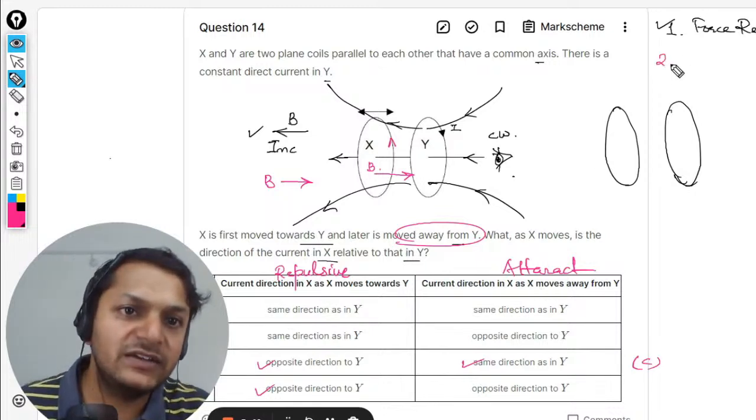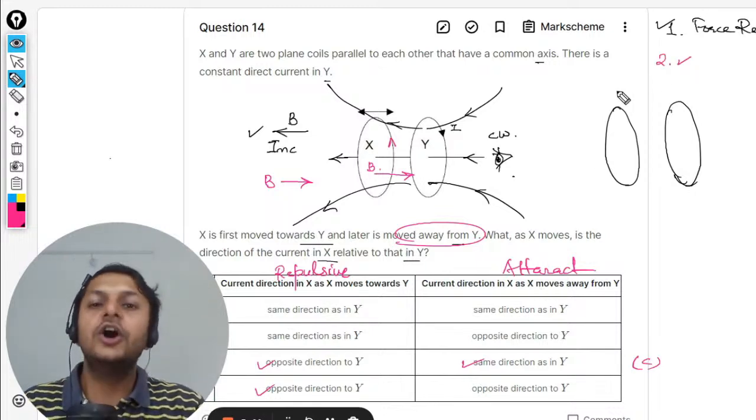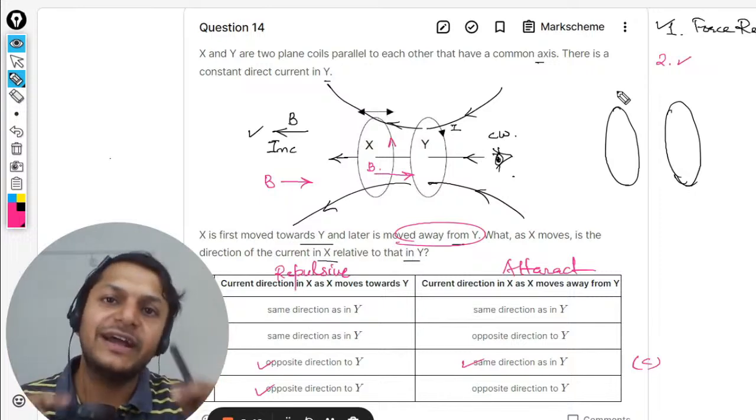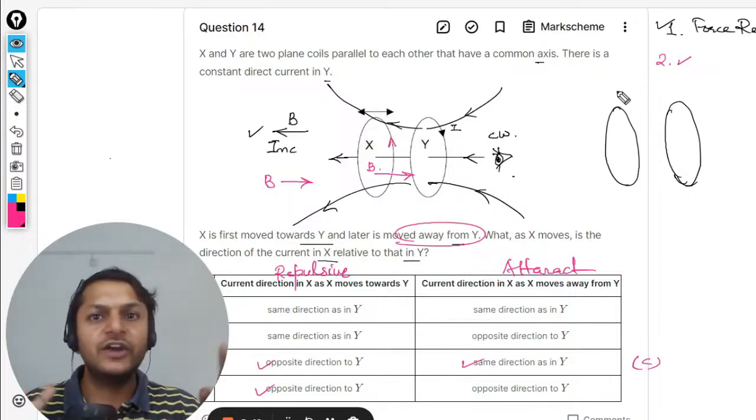So my dear students, either they would be asking you question based on forces, or they will ask you question based on the direction of the induced current. But this is how we are going to do it.